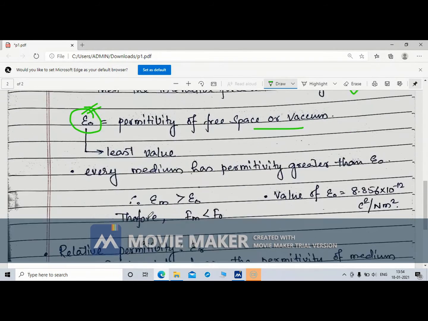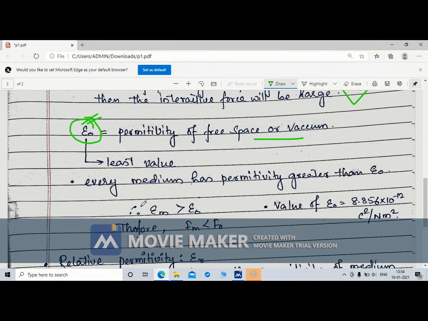Here is one more point: every medium has a permittivity greater than epsilon naught, which means epsilon naught is the least value, the permittivity of free space. Every medium other than free space has greater permittivity. So we can write that epsilon M is always greater than epsilon naught, right?